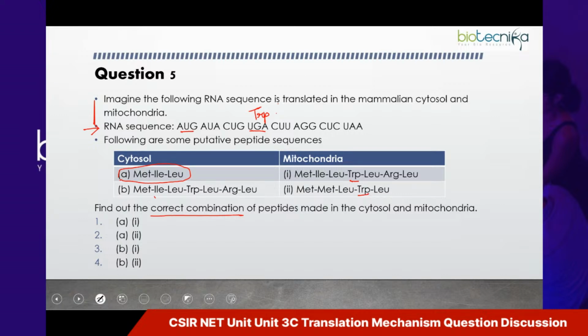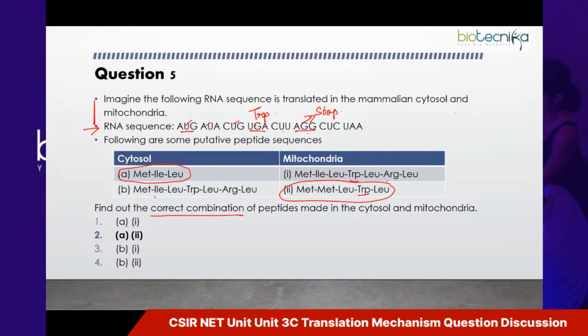Now if we go ahead, what do we see? AGG comes. AGG codes for arginine in the cytoplasm, but AGG is a stop codon in mammalian mitochondria. So arginine will not be there, and the synthesis will stop before this. When this mRNA is translated in the mitochondria, the polypeptide chain will be 1, 2, 3, 4, 5 amino acids long. So in mitochondria, the sequence we will get is 2.